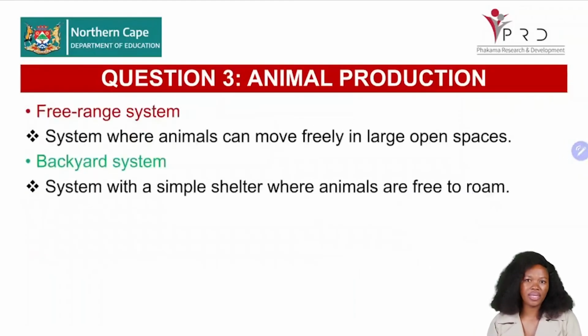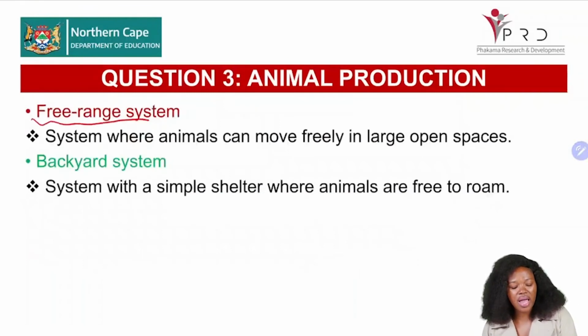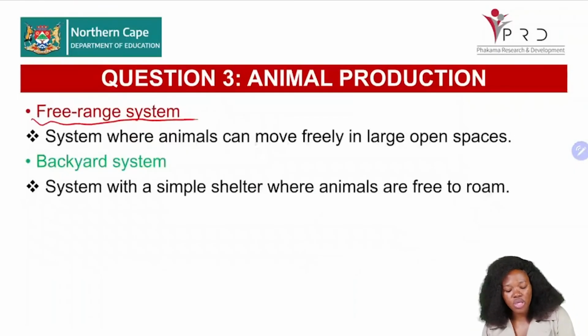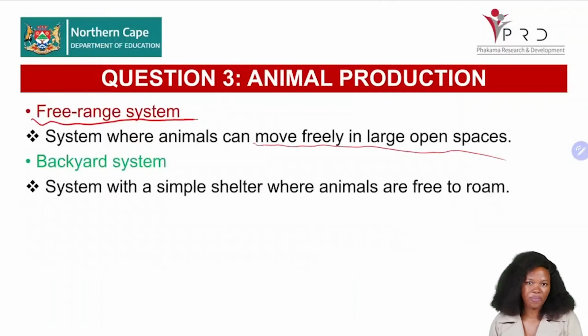Right, another two examples of intensive production system. The free range system, where chickens or pigs are allowed to move freely in a large open space.